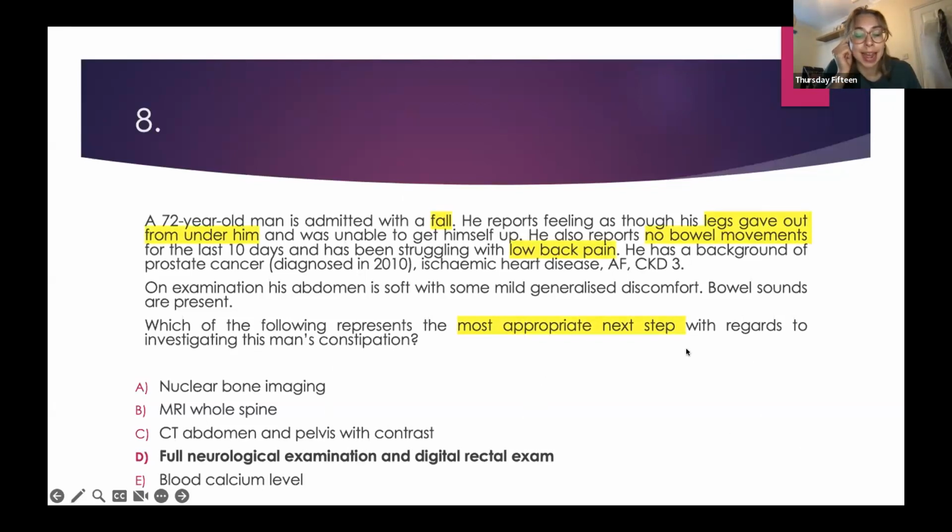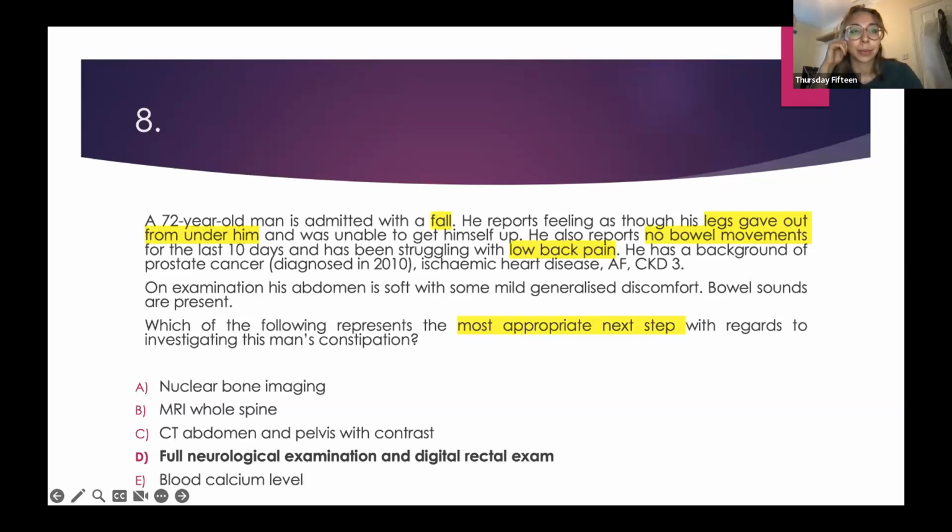So the question asks for the next step with regards to investigating this man's condition. Nuclear bone imaging might show things like bony or spinal mets, but it can't confirm or rule out a metastatic cord compression, which is what this question is trying to get at. An MRI whole spine, without a neuro exam, it's uncertain whether this exam is indicated or not. It's quite a long scan, and if someone doesn't need it, then they'd rather not do it and save the MRI machine for someone who does need it. So you'd need to have done a neuro exam and a PR before requesting an MRI whole spine.